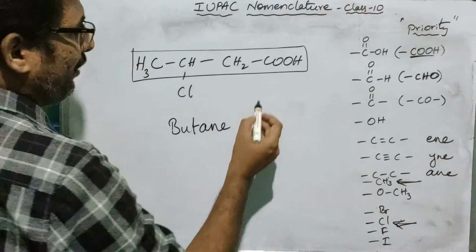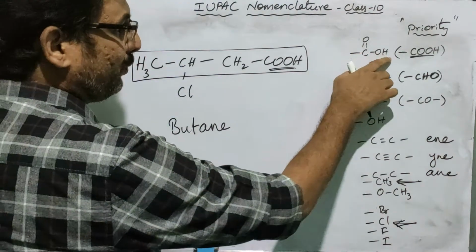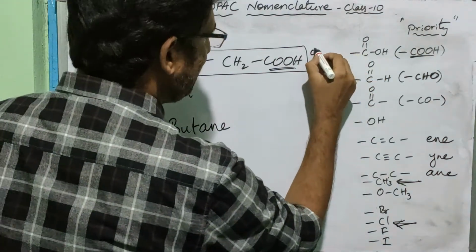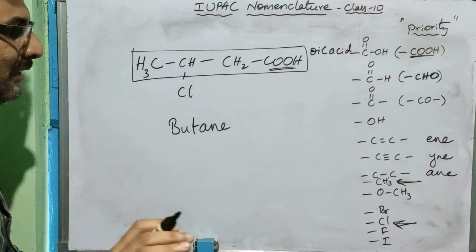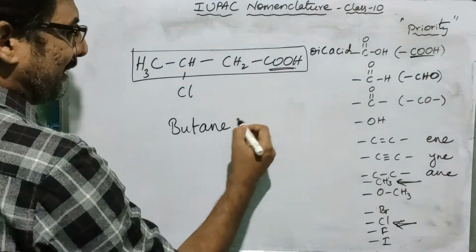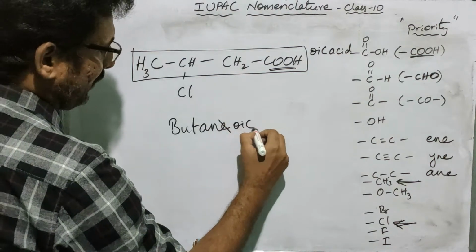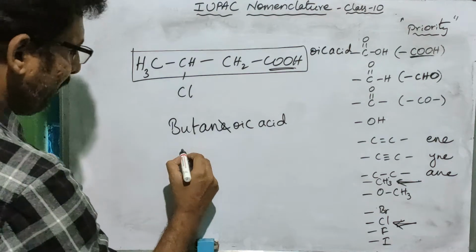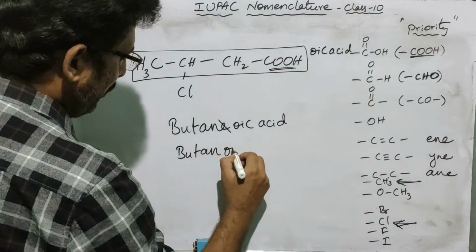And you have a functional group COOH. For this COOH, what will you write? You will write oic acid as the secondary suffix. So when you write the secondary suffix, you have to remove this E and you will write oic acid. So this will be butanoic acid.